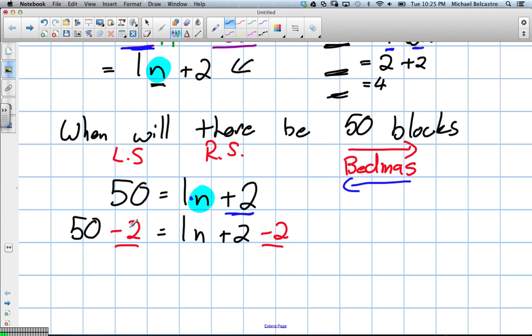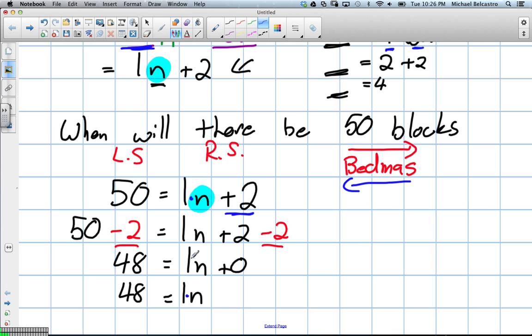What is 50 minus 2? 48. So this side becomes 48 is equal to 1n. And what is 2 minus 2? 0. Plus 0. Okay. What's 1n plus 0? 1n, right? There's nothing to it. 1n is equal to 48. Okay. I have to get n by itself. This technically says 1 times n.